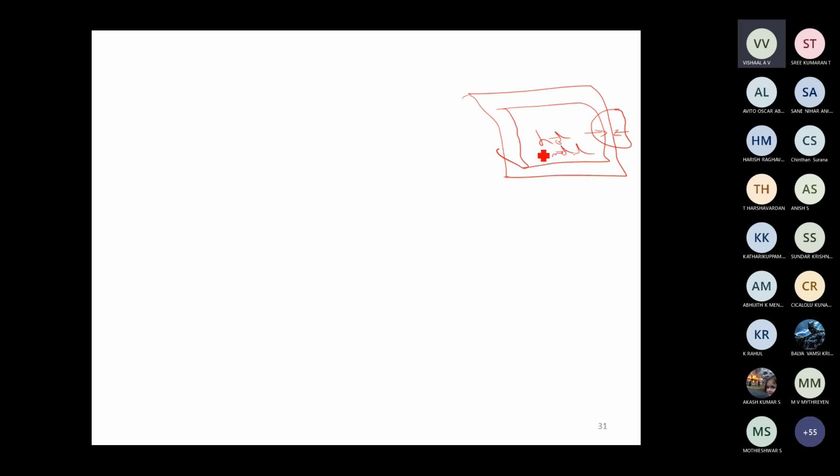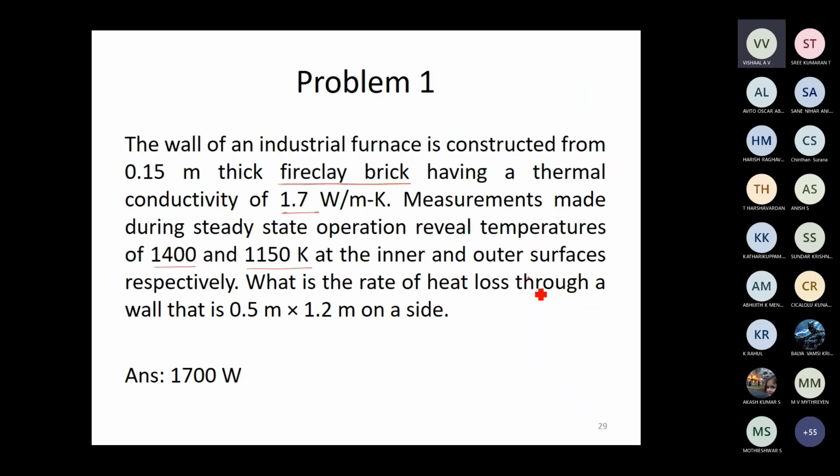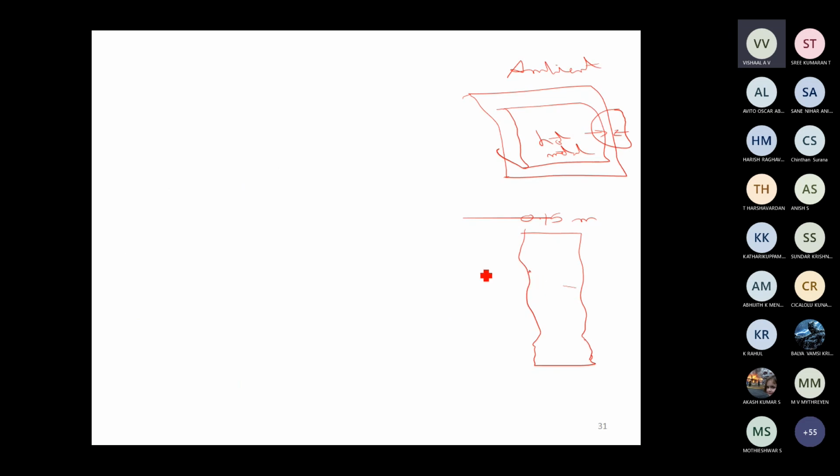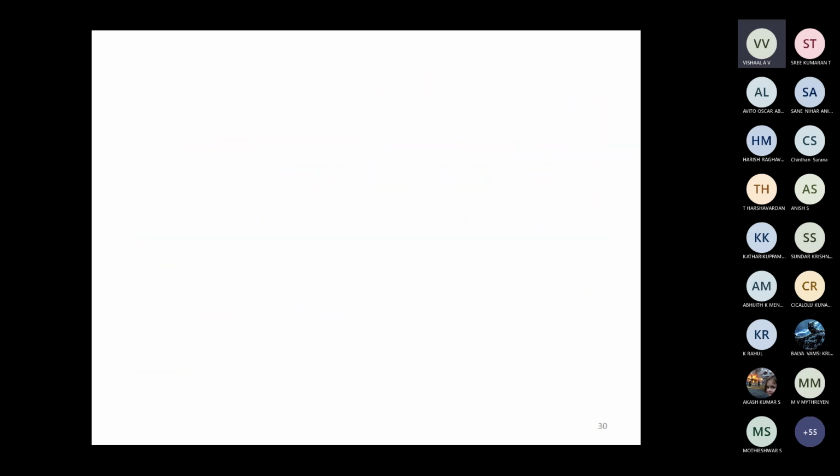This is the inner side of the furnace and this is the outer side, which is ambient. This is the wall we are interested in. I'm not very comfortable using this digital pen, so I'm not able to draw straight lines. Imagine that this is a rectangular wall. This wall has a thickness of 0.15 meter, and this side is at 1400 Kelvin, and the other side is at 1150 Kelvin.